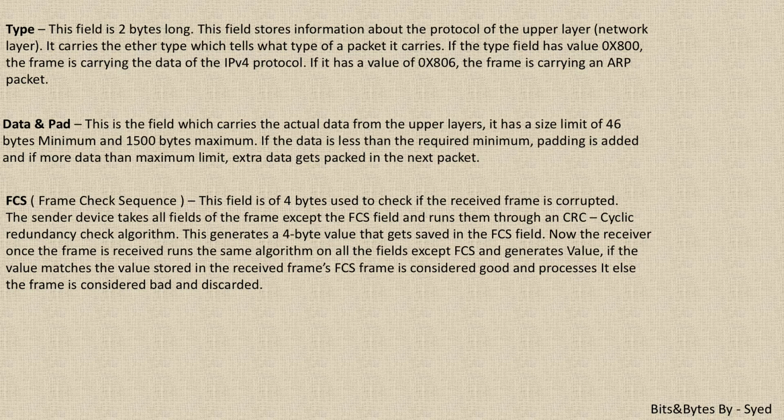Now the receiver, once the frame is received on the receiver end, runs the same algorithm on all the fields except the FCS and generates a value. If the value matches the value stored in the received frame's FCS, the frame is considered good and it processes it. Else, the frame is considered bad, corrupt, and it's discarded.